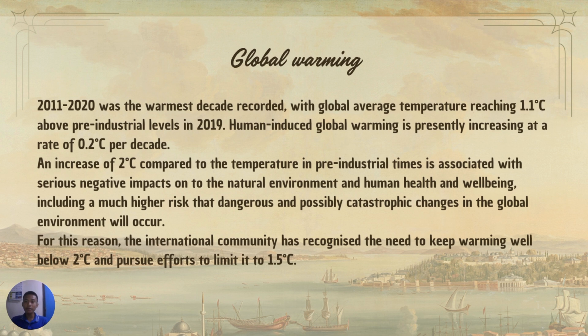The decade from 2011 to 2020 was the warmest on record, with human-driven global warming increasing at 0.2 Celsius per decade. And a 2 Celsius rise would cause severe impacts. Efforts are focused on limiting warming to below 2 Celsius, ideally 1.5 Celsius, to protect ecosystems and health.